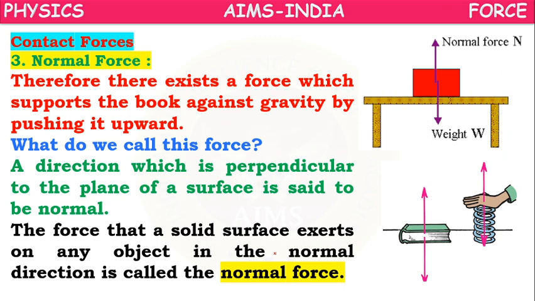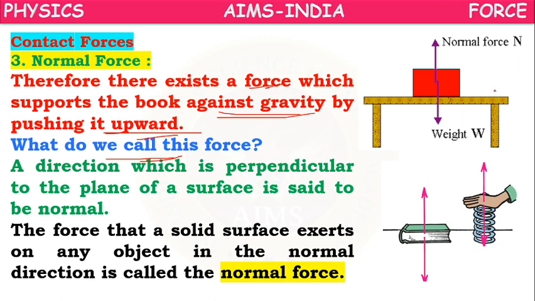So there exists a force which supports the book against gravity by pushing it upward. Why is the book not falling down? Because there is a force trying to push it upward, and because of that, the book is not falling down. So what do we call this force?